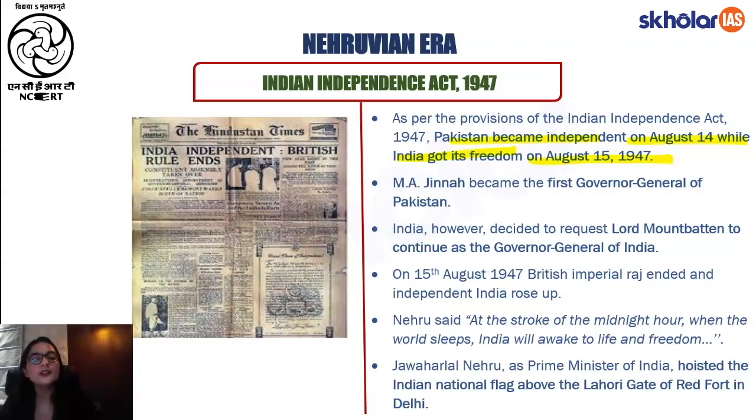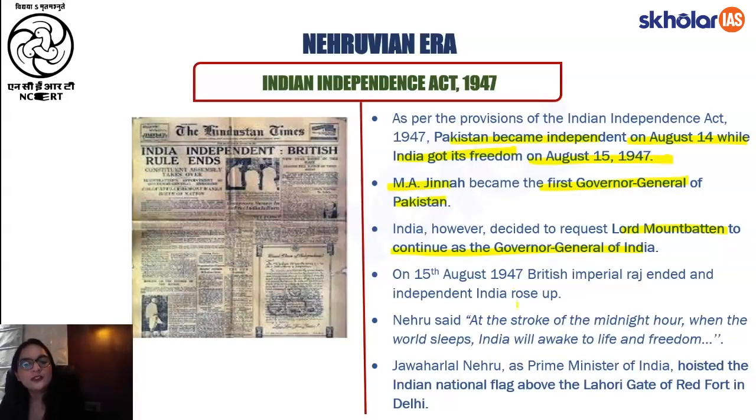In Pakistan, M.A. Jinnah became the first Governor General of Pakistan. However, in India, the Indians requested Lord Mountbatten to continue as the Governor General of India. That is, a Britisher was still the Governor General of our country, whereas in Pakistan, Muhammad Ali Jinnah was decided to become the first Governor General of Pakistan.